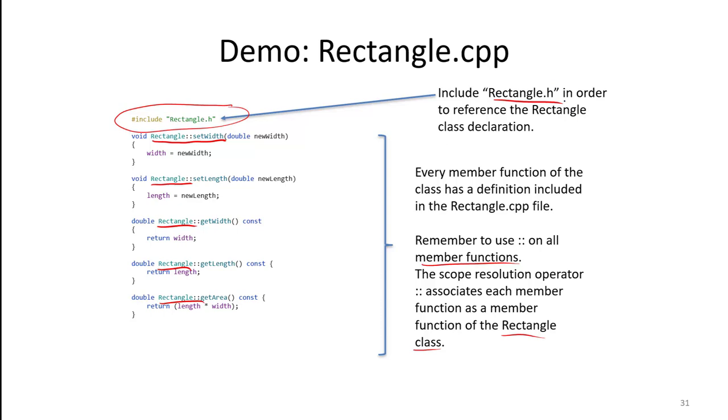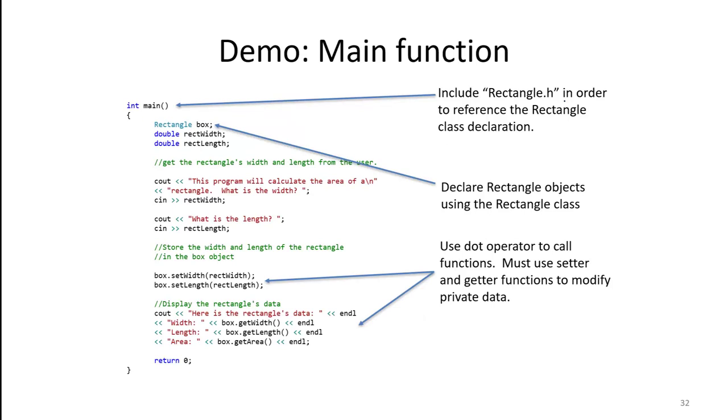Finally, in our main function, you saw that we also needed to include the rectangle.h in order to reference the class declaration in main. We declared our rectangle objects. And remember, we needed to use the setter and getter functions in order to modify the width and the length of our rectangle.